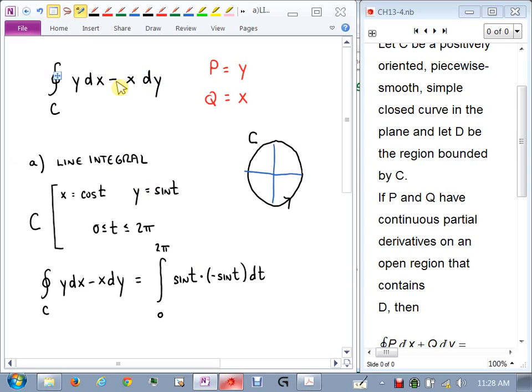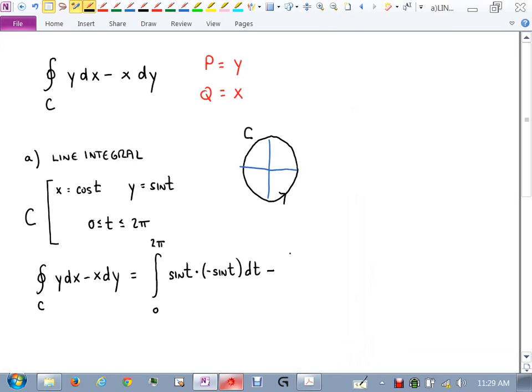Then right here, I need to do what? Minus, because that's what it's asking me to do, minus the integral from 0 to 2 pi. This time, the x, which for us is cosine t, times the derivative of y, which for us is cosine t again, dt.